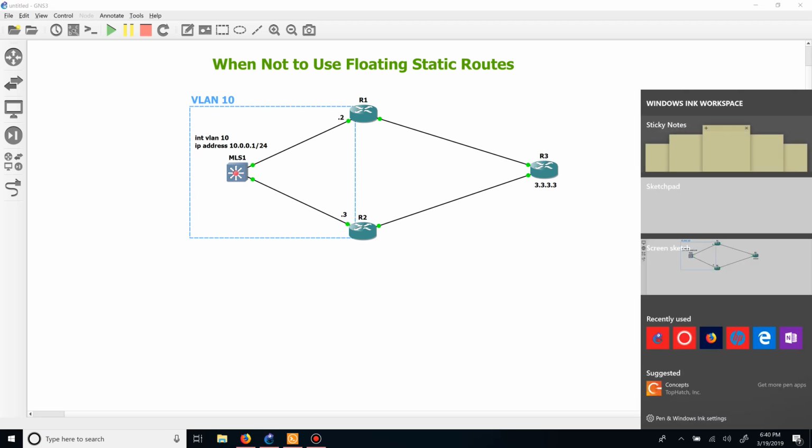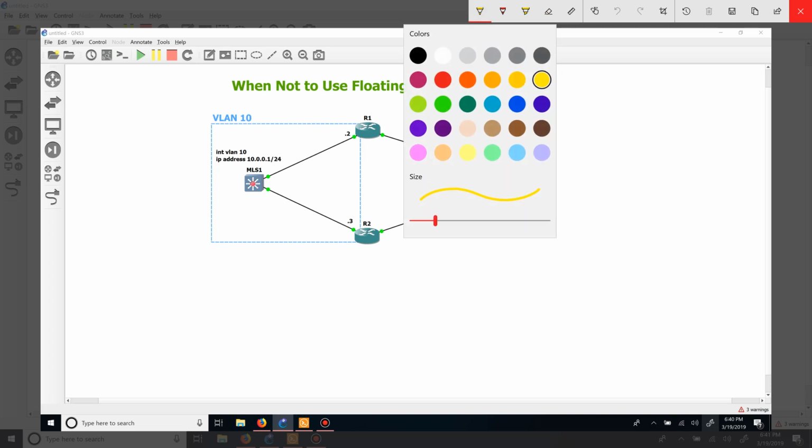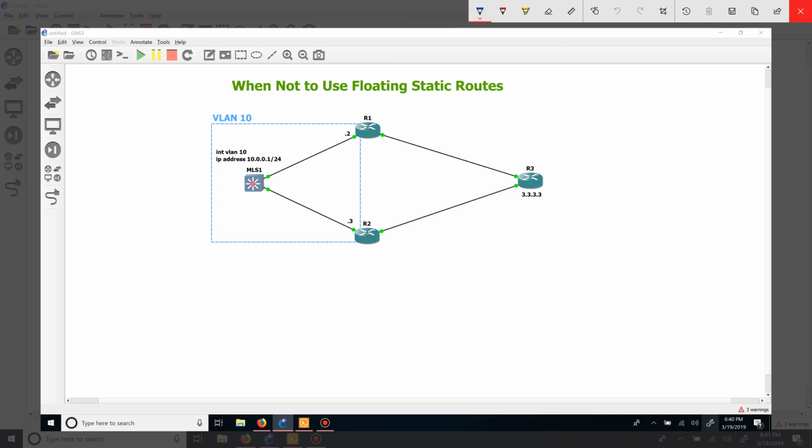So as you can see on the screen, we have two routers connected to a switch on the left side, and the interfaces on the routers are in the VLAN 10 that you can see, with the switch having an SVI of 10.0.0.1.